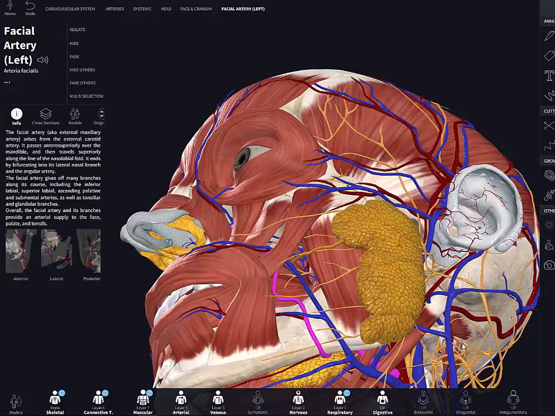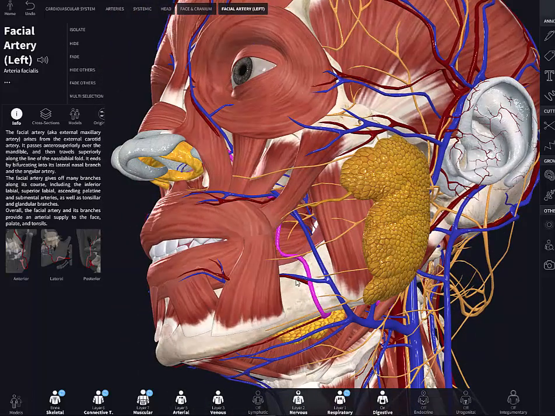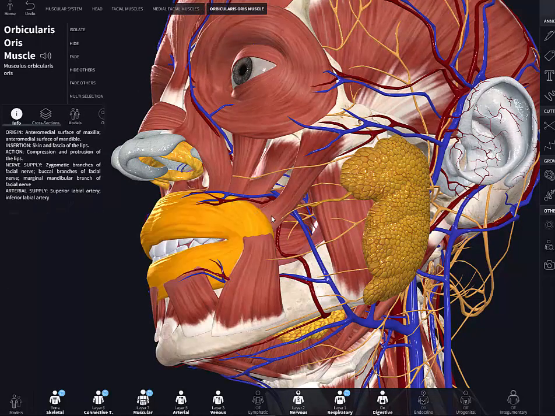And the facial artery has a very, very tortuous course, as you can actually see fairly well here in this animation. And so it'll give off numerous branches to the lips. Those would be labial arteries, the inferior and superior labial arteries, but also to the nose and the chin, and so on and so forth.